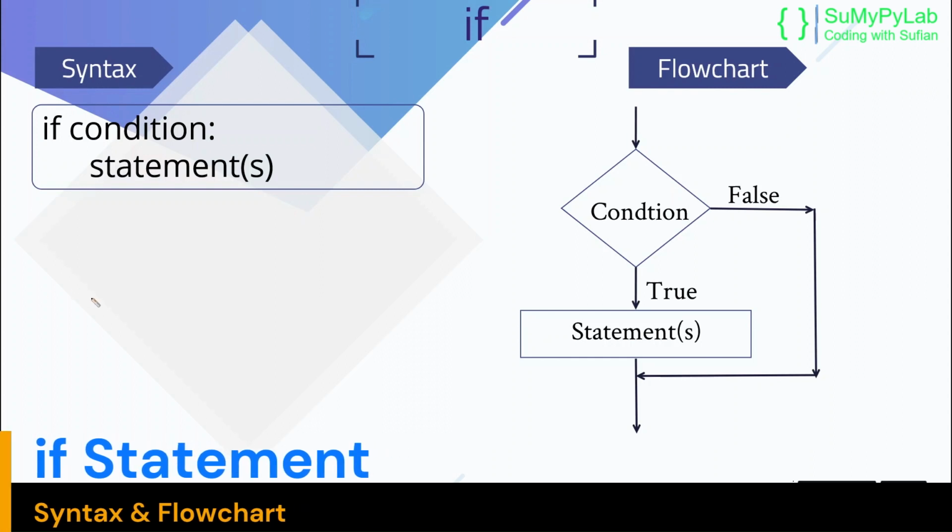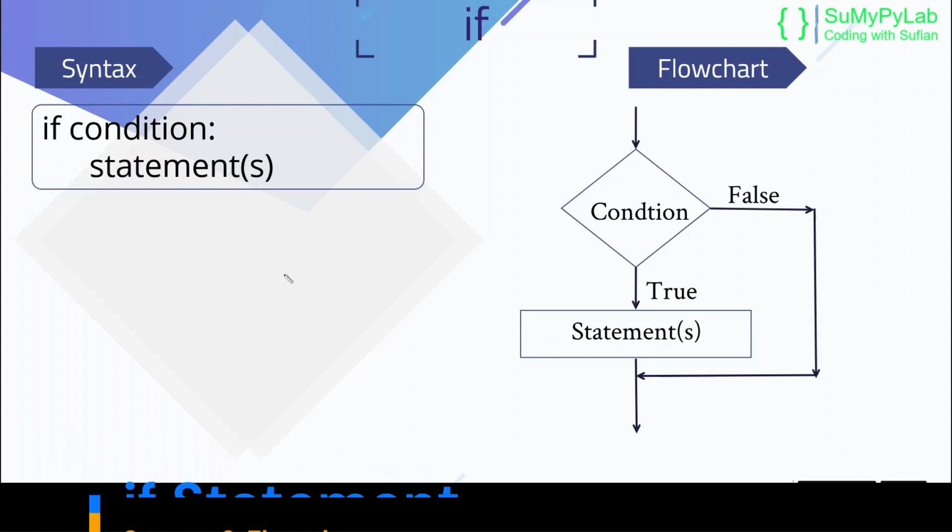In Python, we write conditional statements using the keyword if. And here is the syntax. The if statement starts with the keyword if, followed by a boolean condition, and we also need to put a colon sign after the condition.